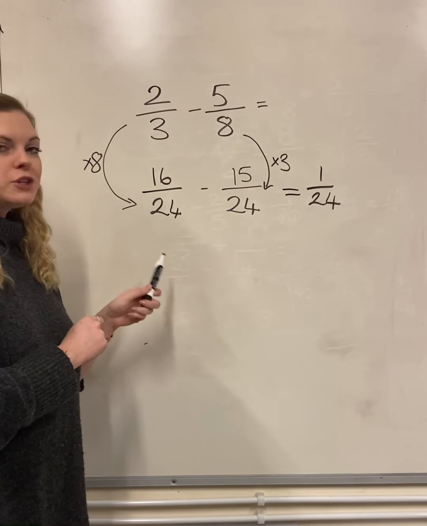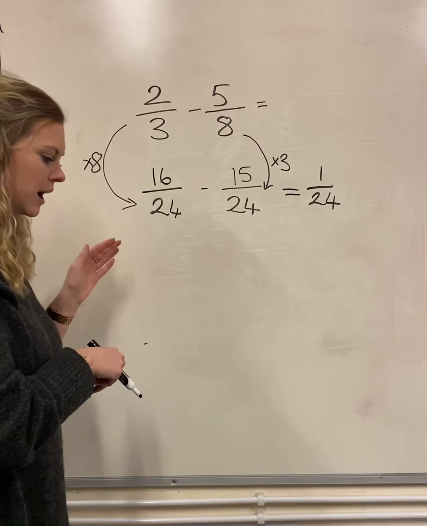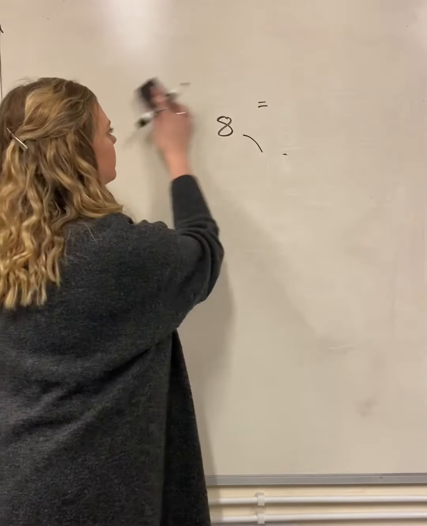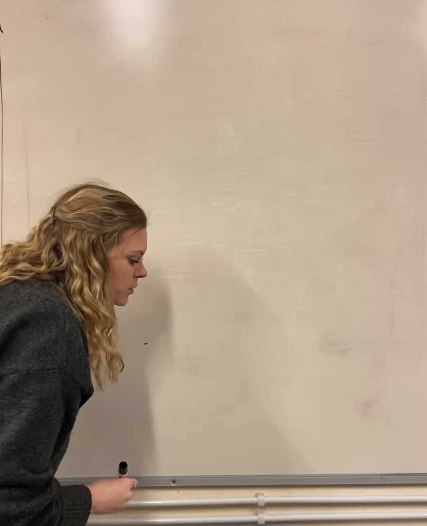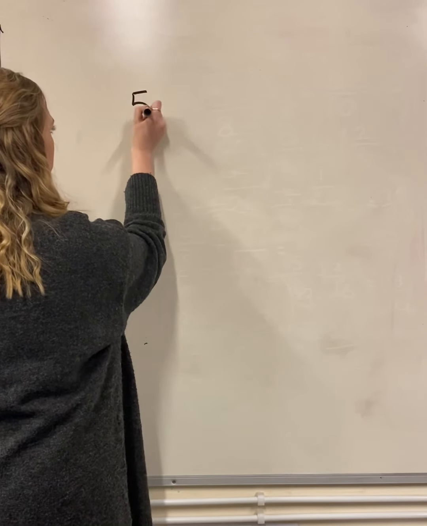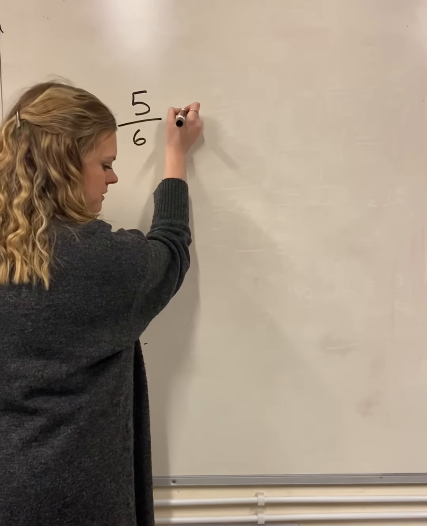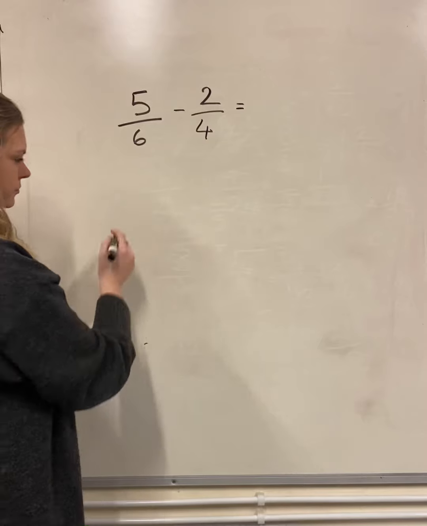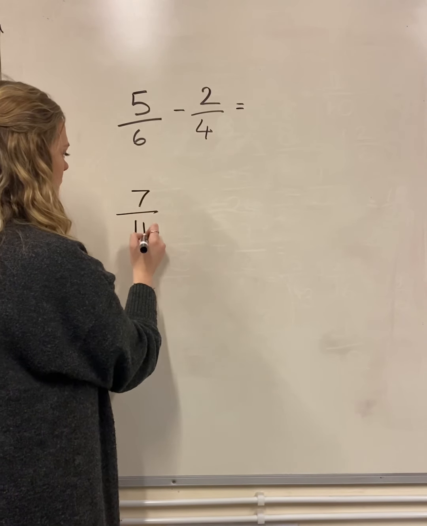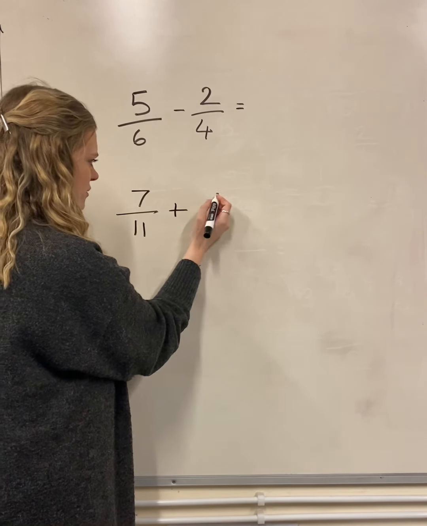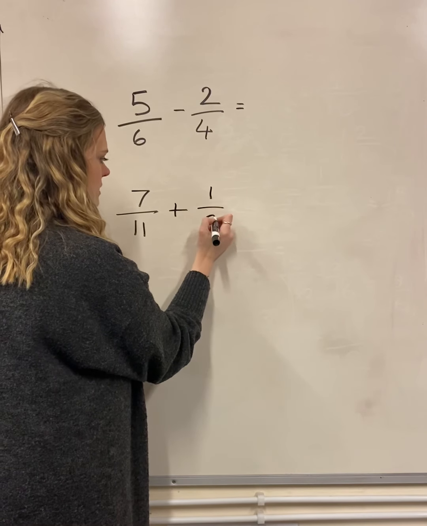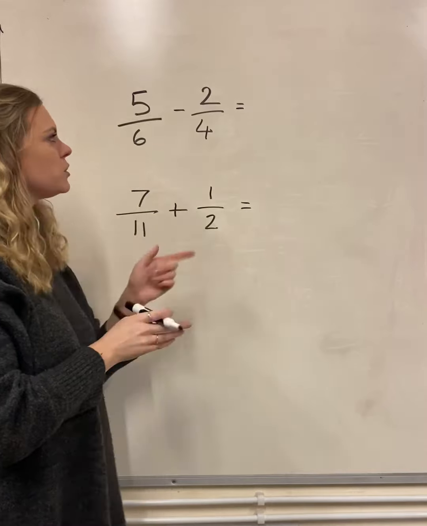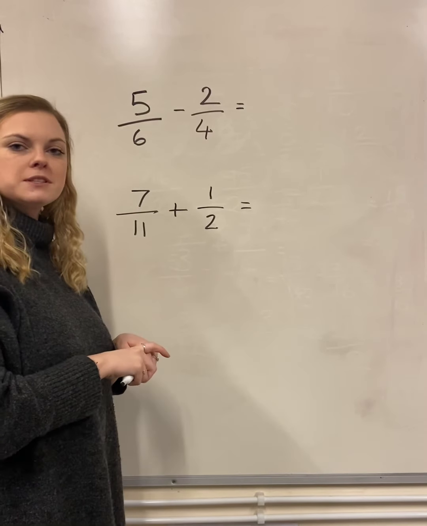But let's see how you do, and I'm going to give a couple of questions on the board, and you can have a go at them. So first of all, you've got 5/6, take away 2/4, and have a go at 7/11 plus a half. So if you want to pause this video now and have a go at those two, and we'll look at the answers in a moment.